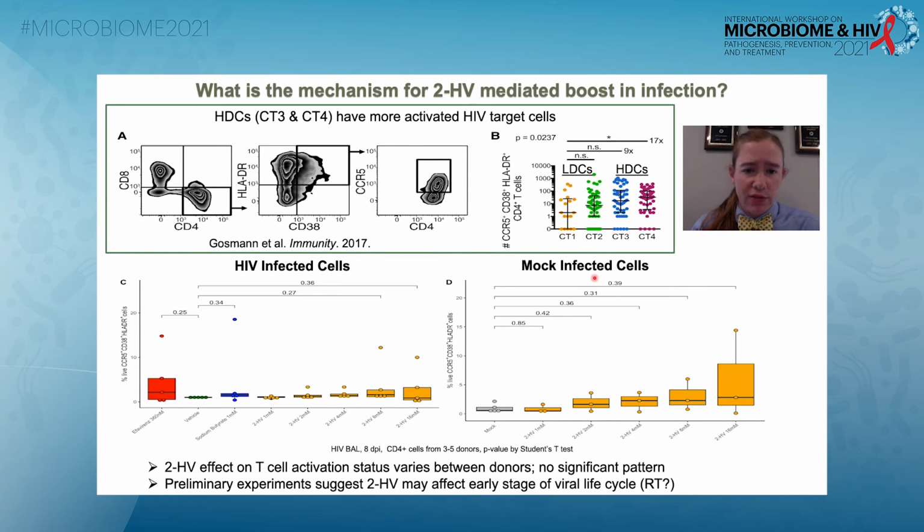Now we know from data from Doug Kwon's lab that there are more activated HIV target cells in HDC fluid. This is characterized by CCR5, CD38, HLA-DR triple positive cells. So we measured this cell population using flow cytometry in 2-HV treated cells in both a virus-infected and a mock-infected background. However, we did not see any consistent pattern of remodeling, suggesting that 2-HV treatment may be directly affecting a specific stage of the HIV replication life cycle rather than just blanket T-cell phenotype.